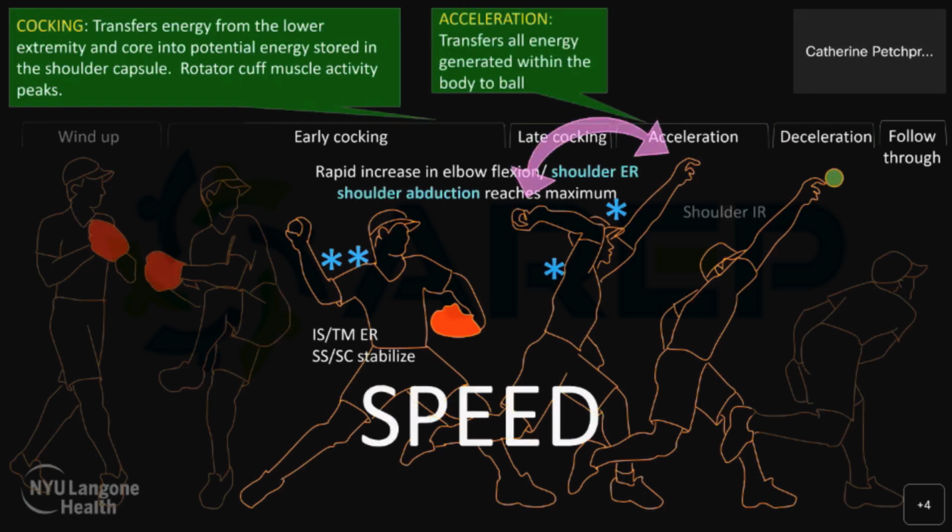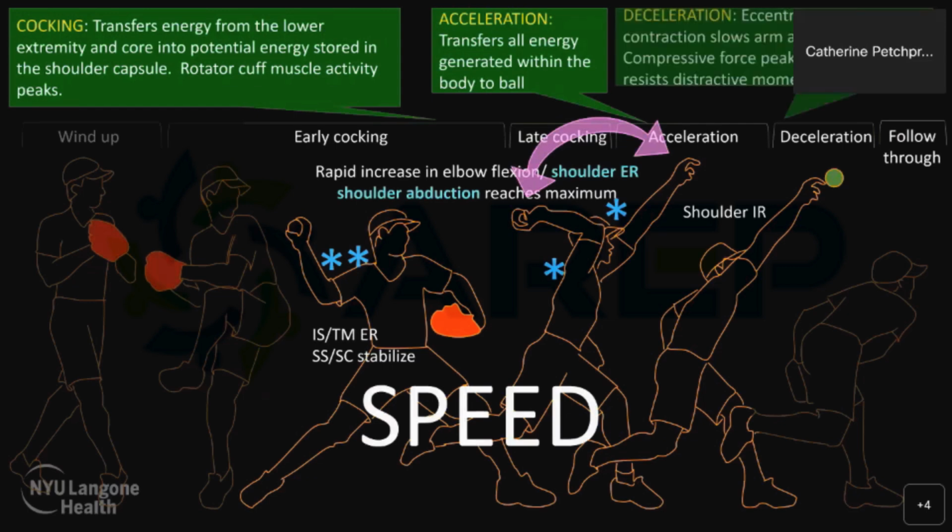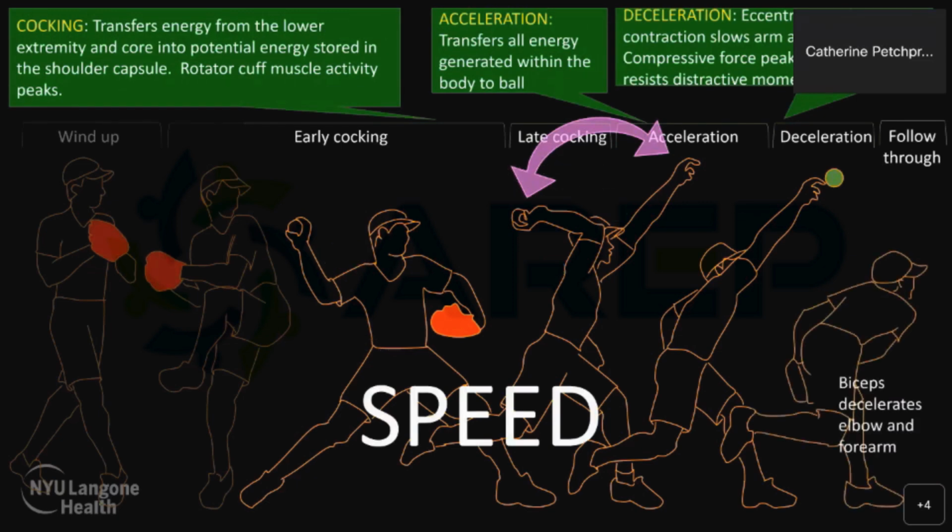During acceleration, the shoulder internally rotates, the elbow extends, and all the energy is transferred to the ball. This is where the greatest speed is generated. But it doesn't end here. After ball release, the shoulder muscles slow the arm. Compressive forces peak in the shoulder as the rotator cuff resists distractive forces on the arm. During the follow-through, the biceps muscle decelerates the elbow and the forearm.